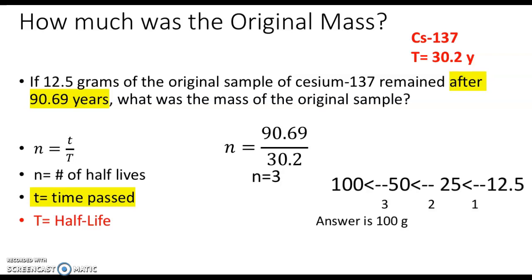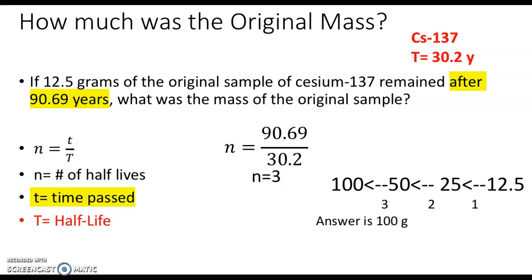So we're starting from 12.5, and we're going to go ahead and multiply 12.5 by 2 3 times to get our answer. So 12.5 times 2 would give us 25. 25 times 2 would give us 50. 50 times 2 would give us 100.